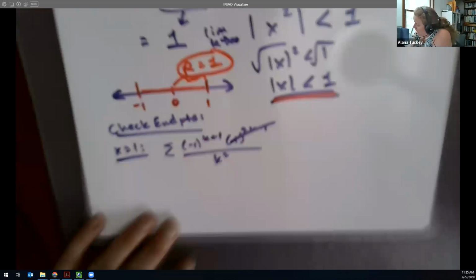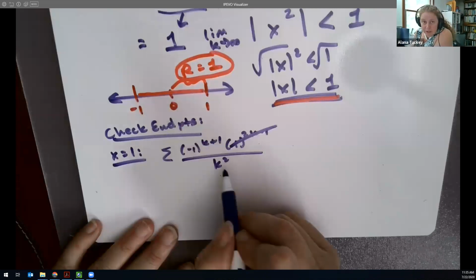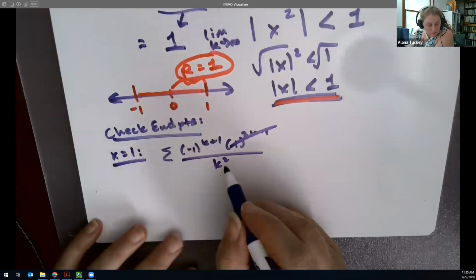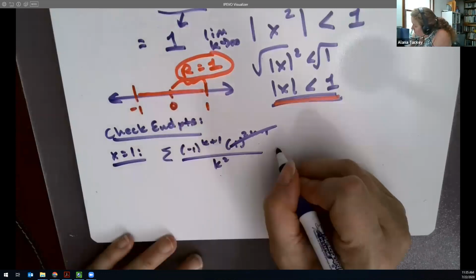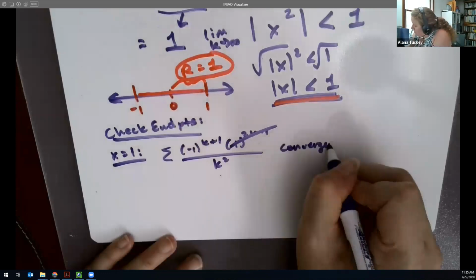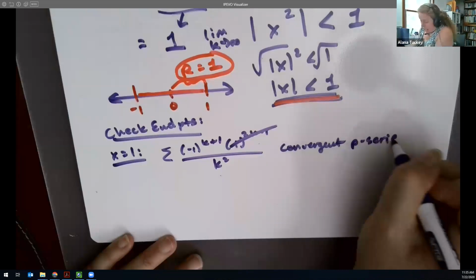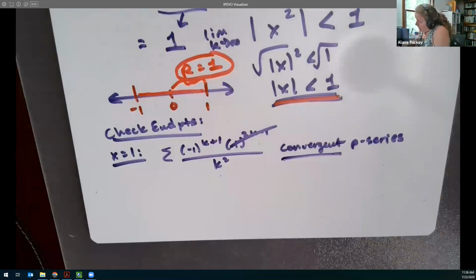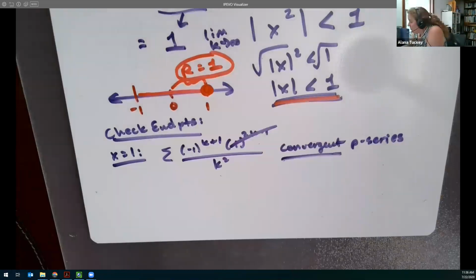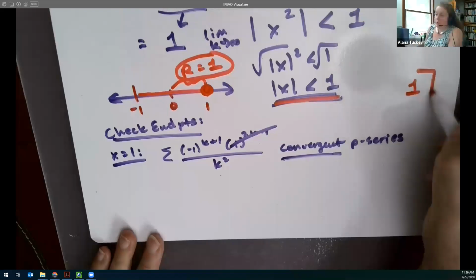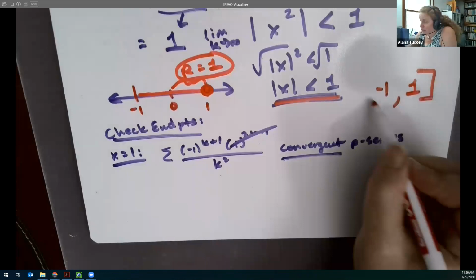And so that means I have an alternating series, though it doesn't even matter that it's alternating. That's convergent because that's a p series, right? So this is a convergent alternating p series. Which means I actually have to include 1. I now know that I have a closed dot on that side. And if I'm looking at my interval notation, I know I have a bracket over there on the right. I know I've got a -1 over here. I just don't know if it's a parenthesis or a bracket.